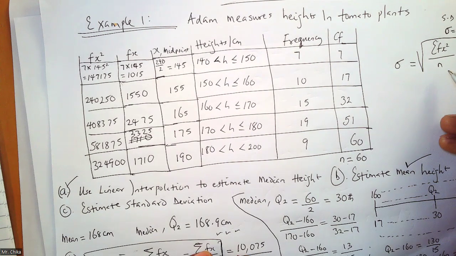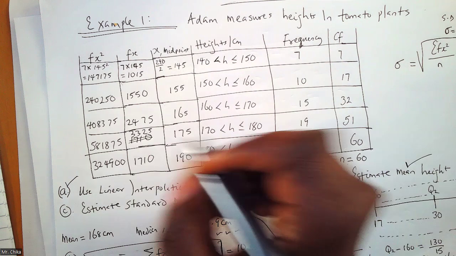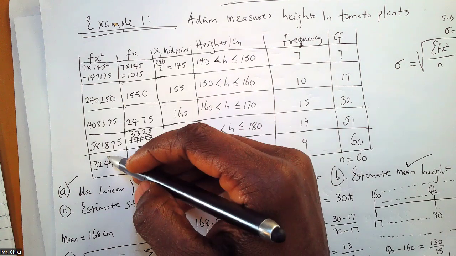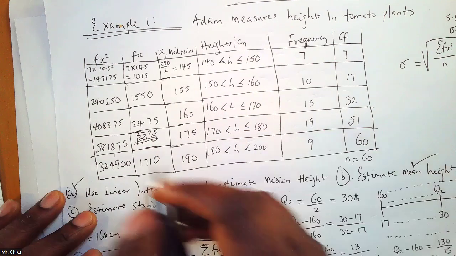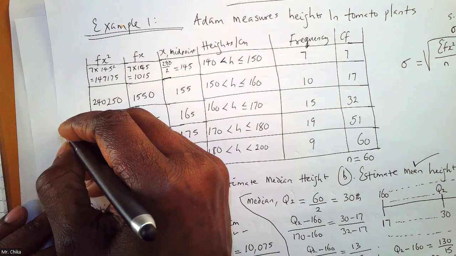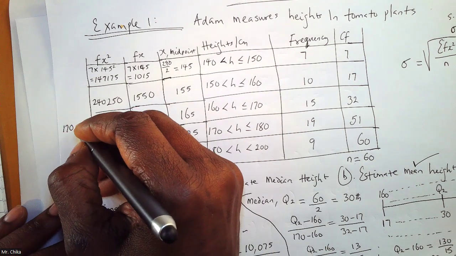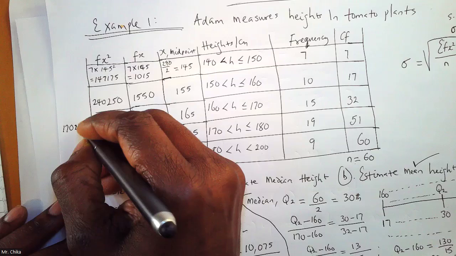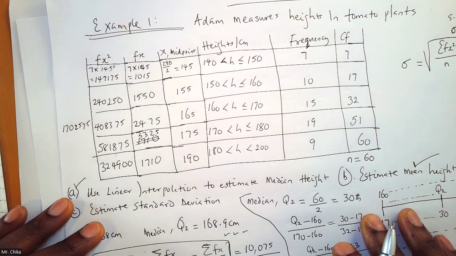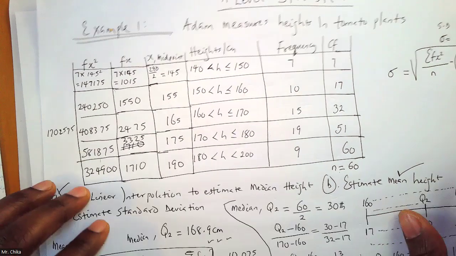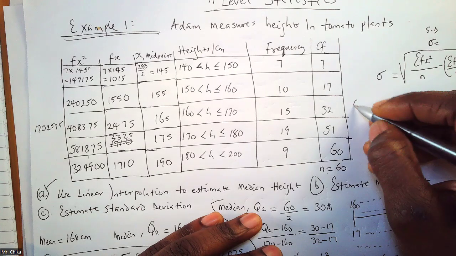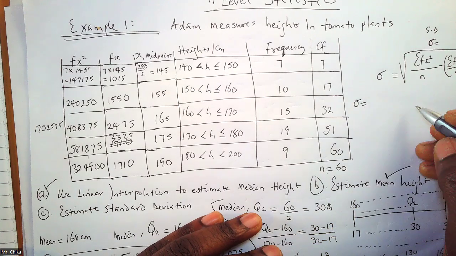Now if we add all that together, the summation, we'll just put the sum of all that together. We have it as 1,725,75, just making note of that. So that will give us our standard deviation. We'll be able to calculate our standard deviation now.